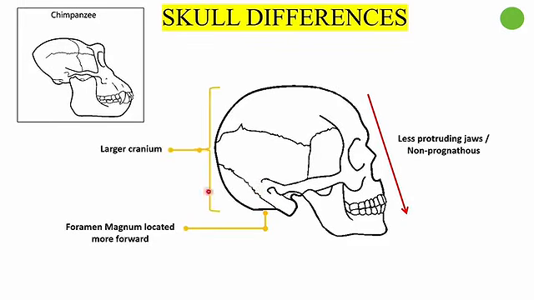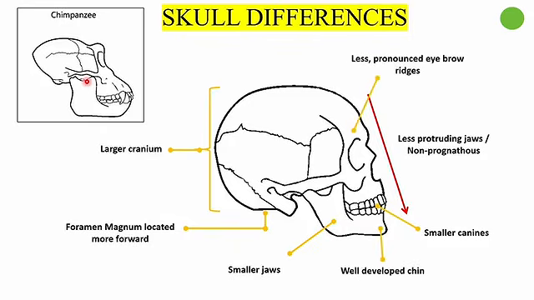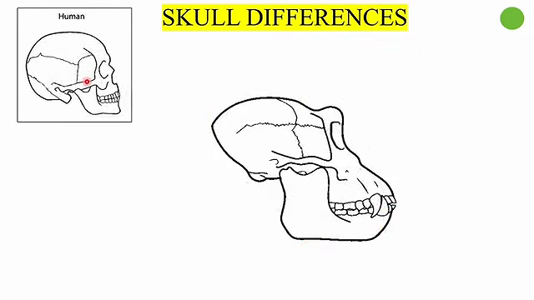Right, we've got a large cranium, and this large cranium is to also house a much larger brain, which can be linked to more complex behavior, as opposed to our chimpanzee, which has got a smaller cranium. We've got a smaller jaw, smaller canines, a well-developed chin, and less pronounced eyebrow ridges. We do not have a sagittal crest. As opposed to our chimpanzee, there is a protruding jaw, which we call prognathous.